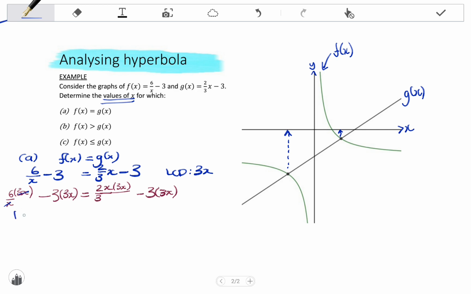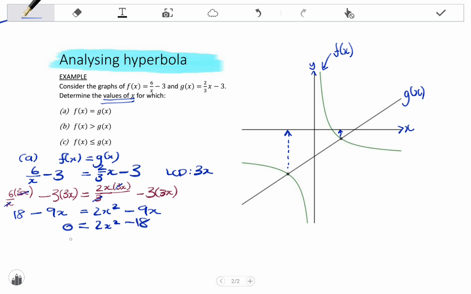6 times 3 gives me 18. Minus 3 times 3 is 9x. The 3's I can cancel and I'm left with 2x squared here minus 9x. This is a quadratic equation, so I have to write it in standard form. So I bring everything to one side. Adding 9x leaves me with no x terms, but I do have 2x squared minus 18.